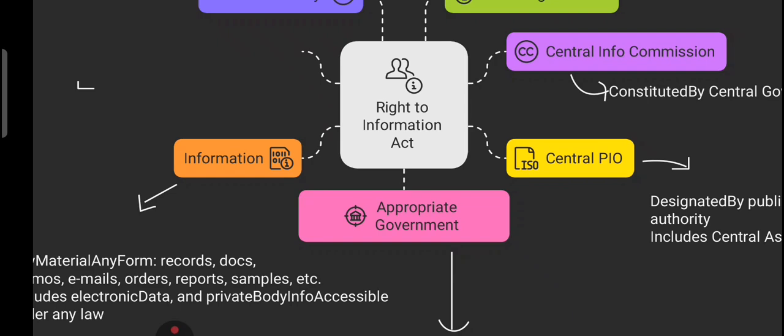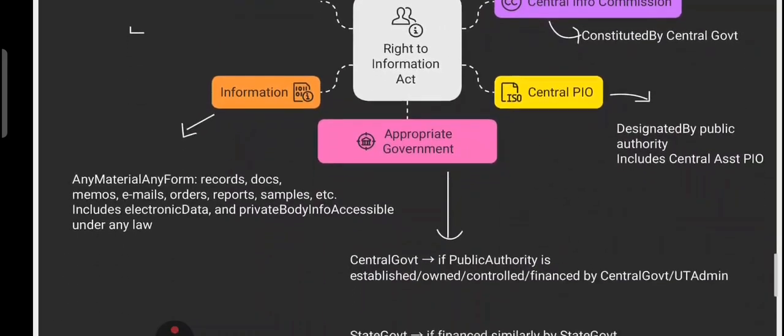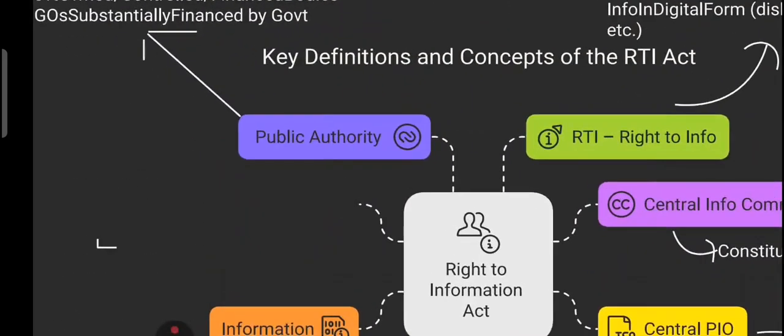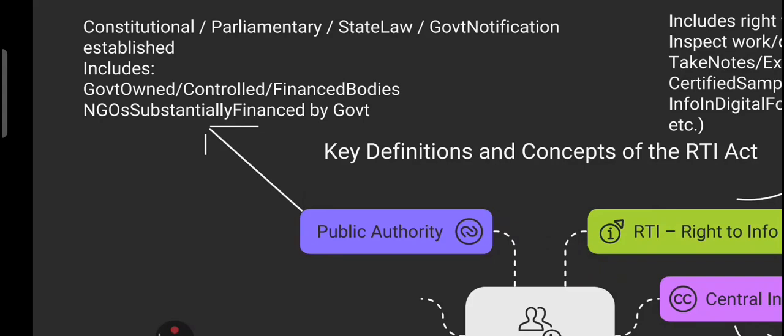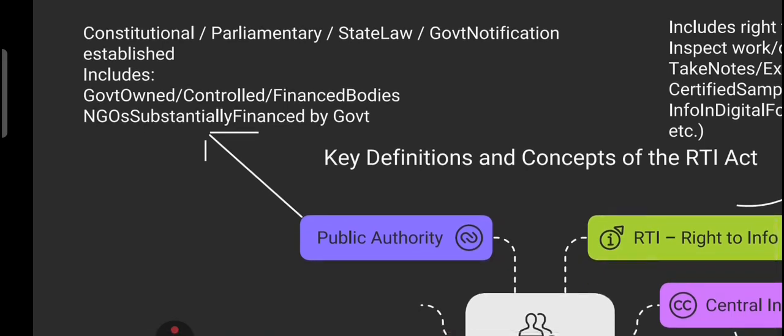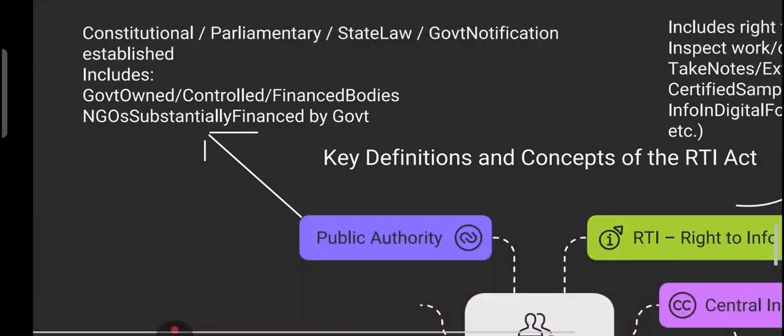Now the question is, who does it apply to? Yes, very very important question. Let me show you. Here you can see it applies to all public authorities, right? These are bodies established or funded by the government. So it includes ministries, departments, and someone who is funded by the government, and even NGOs, non-governmental organizations that are substantially financed by the government. So in all these cases the public authority definition applies.